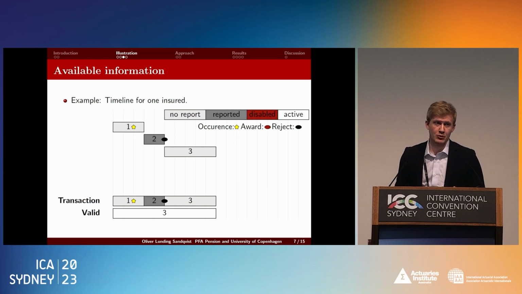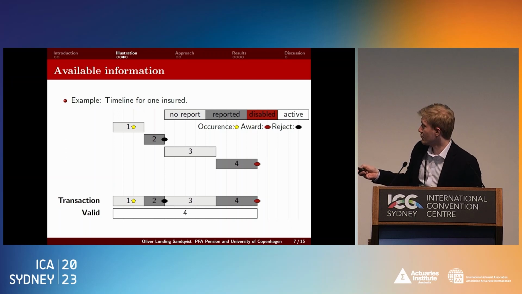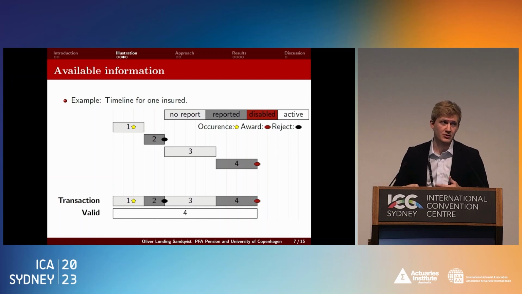And then a long time goes by where the insurance company does not hear anything back from the insured. But then eventually he returns and says no, he still claims that he actually became disabled at the time marked by the yellow star, but now he has maybe gathered some more information from his doctors, which has the effect that this time we end up awarding the disability. And now it's important to note that so far, in valid time, this insured has simply been active throughout this entire period because we have not awarded him this disability sum yet.